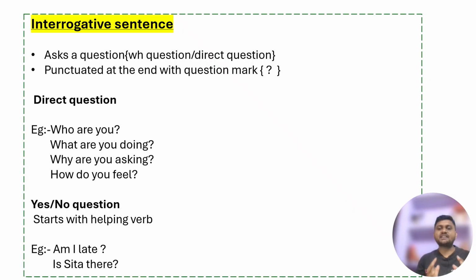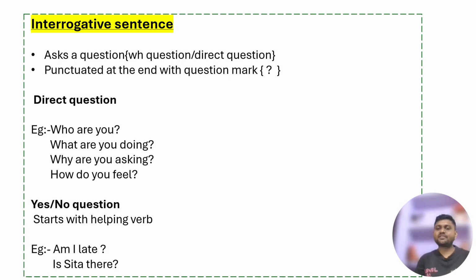An interrogative sentence asks a question and ends with a question mark. There are two types of interrogative sentences. Direct question, which is also called WH question. These WH questions begin with WH. For example, who are you? What are you doing? Why are you asking? And how do you feel?